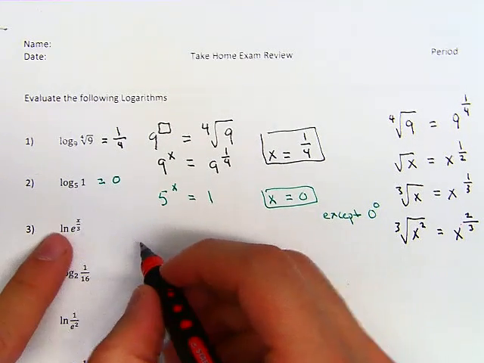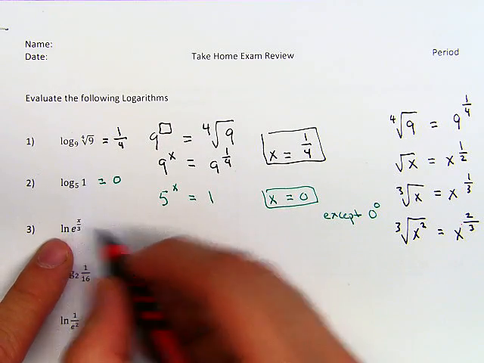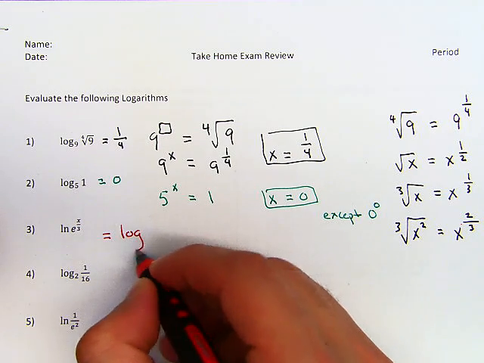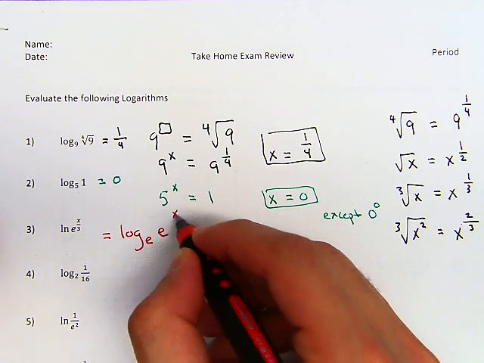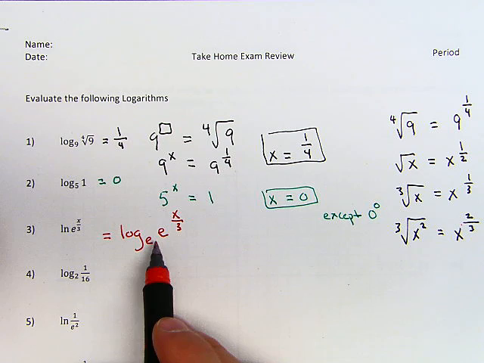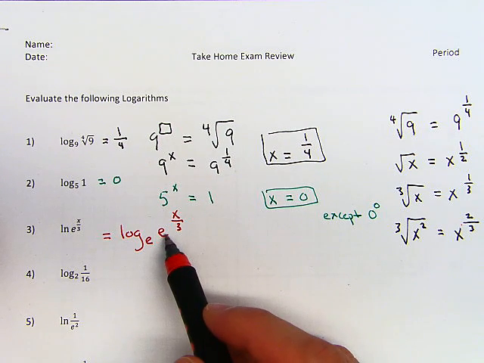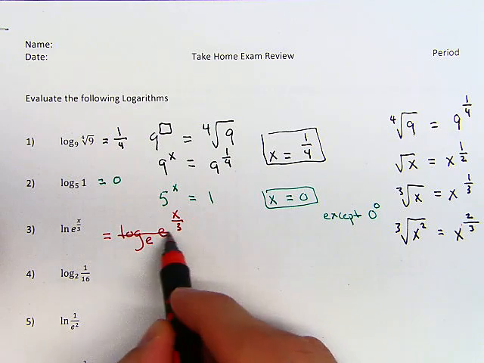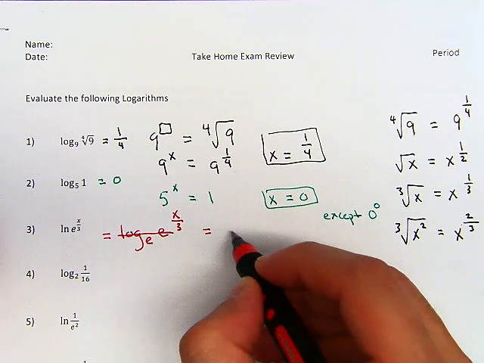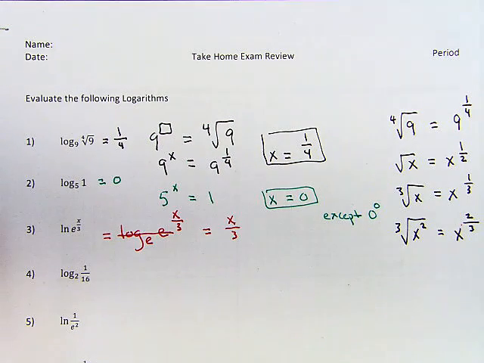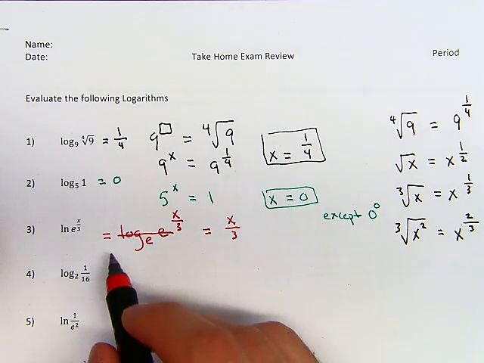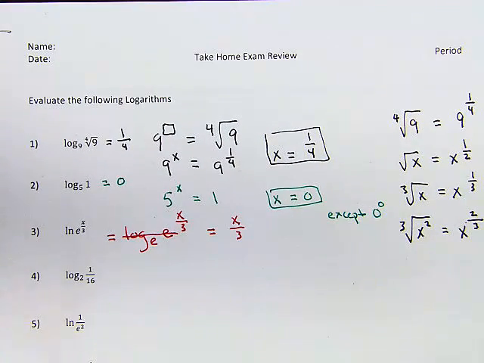Let's say this ln of e to the x over 3 is basically the log base e of e to the x over 3. And the idea is that anytime you have a logarithm where these two values are the same, they just cancel out and you're just left with x over 3, okay? And that's what happens.